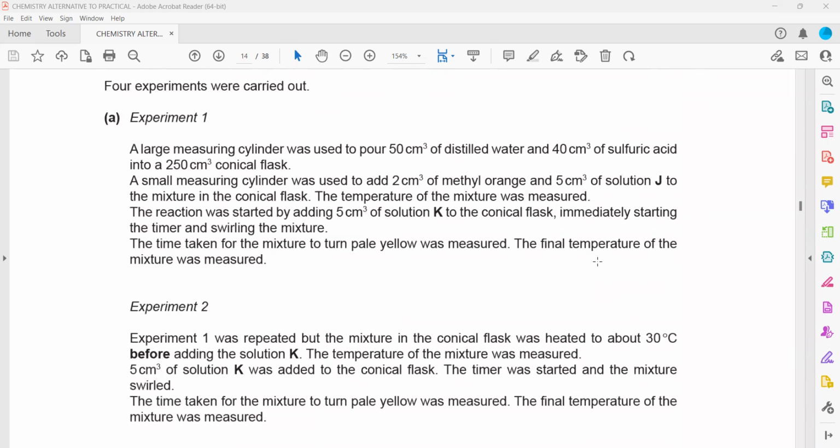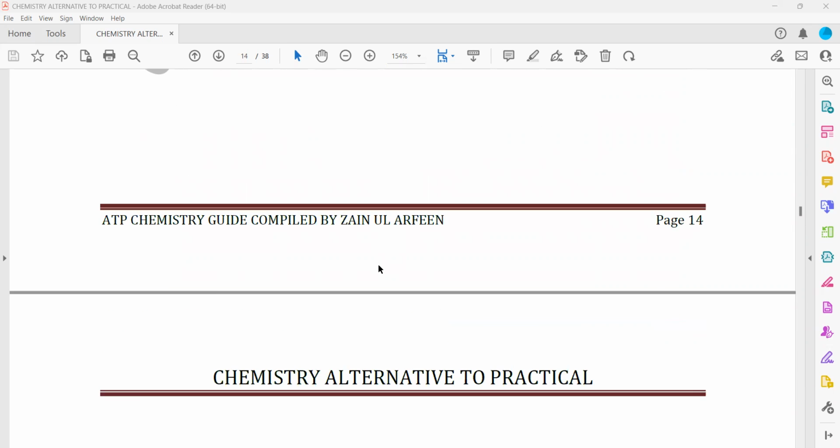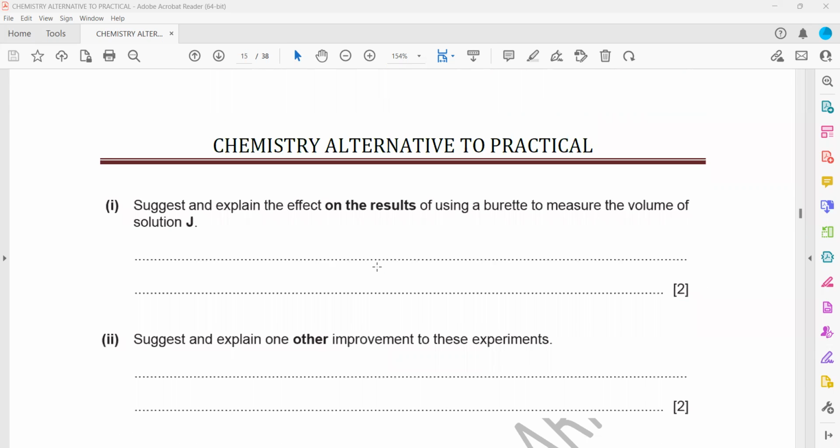First it is done with 30, then it is done with 40, then with 50. So for this type of experiment in which we want to maintain a temperature, what you can mention here is to use a water bath or use a thermostatically controlled environment in which you can maintain the temperature for the experiment. Is it clear?